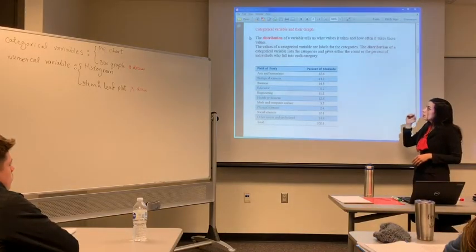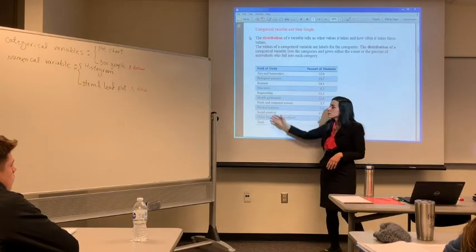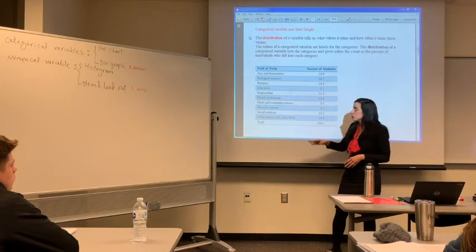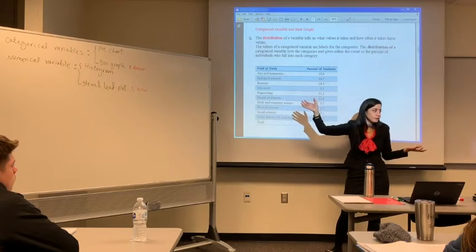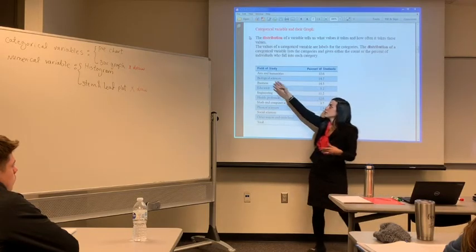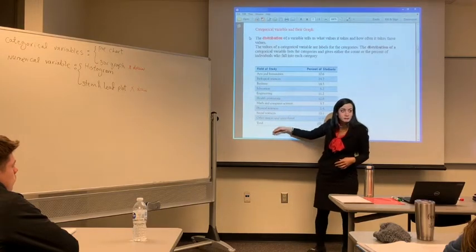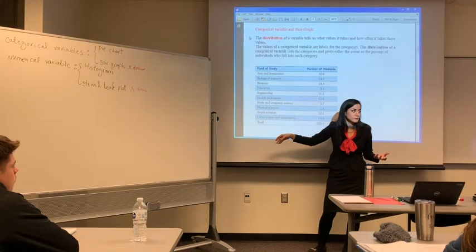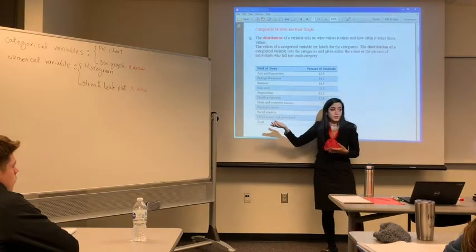So this is a data set for us. But in this data set, you don't see the individuals. As soon as you read this, you will obviously understand who the individuals in this study are. So it says field of study. These are different fields of study. So who are the individuals in this study? The students, correct?